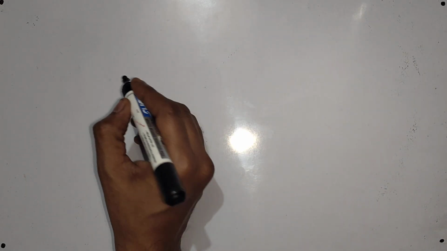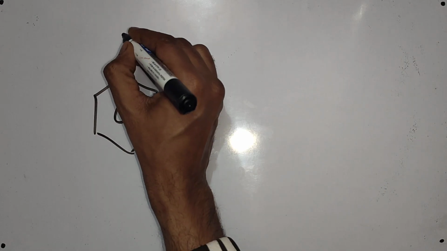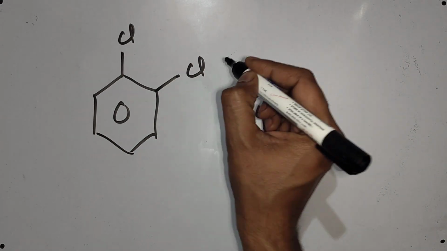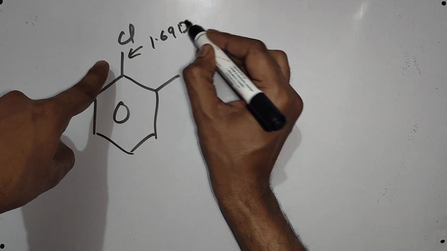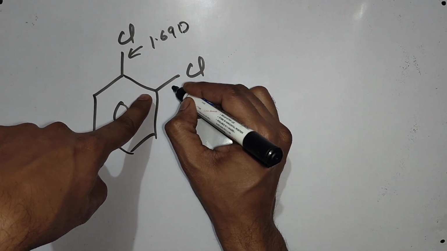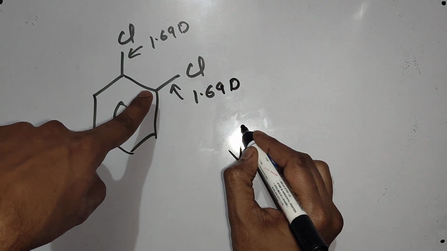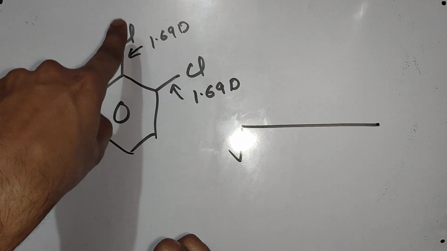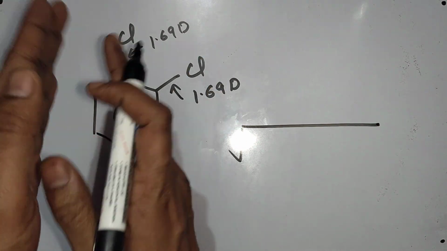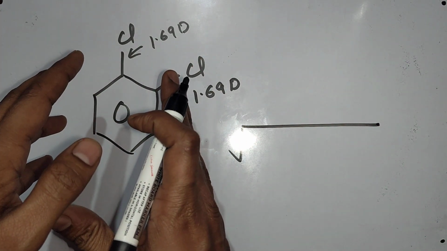For example, for the ortho case, this is the first dipole, this is the second dipole. The dipole moment of the first dipole is 1.69 D. The dipole moment of the second dipole is also 1.69 D. So let's apply vector addition, because this is a vector, this is also a vector. To find the overall dipole moment, we have to add them.